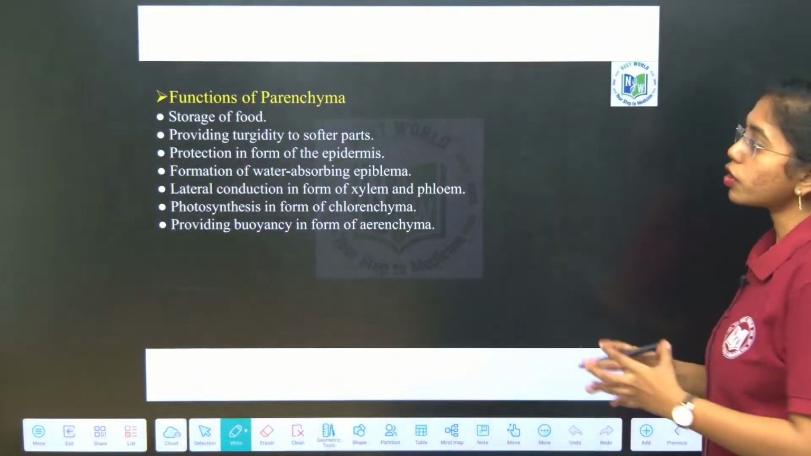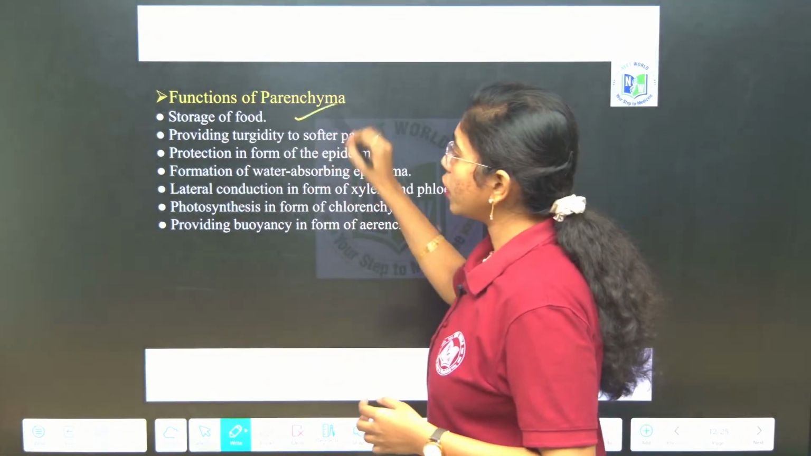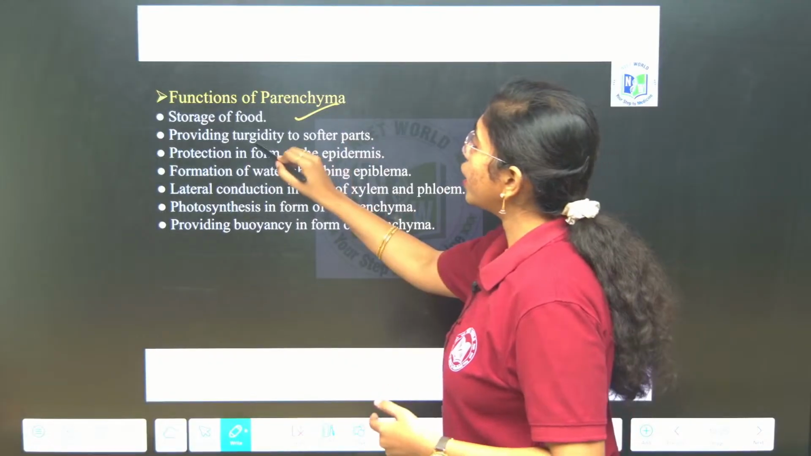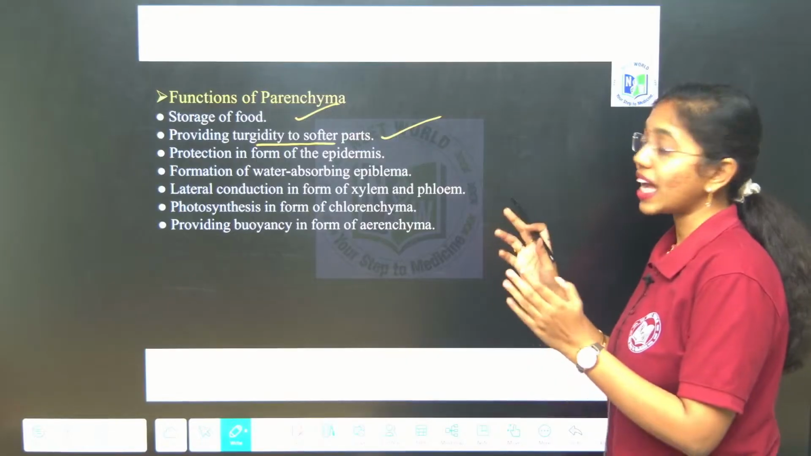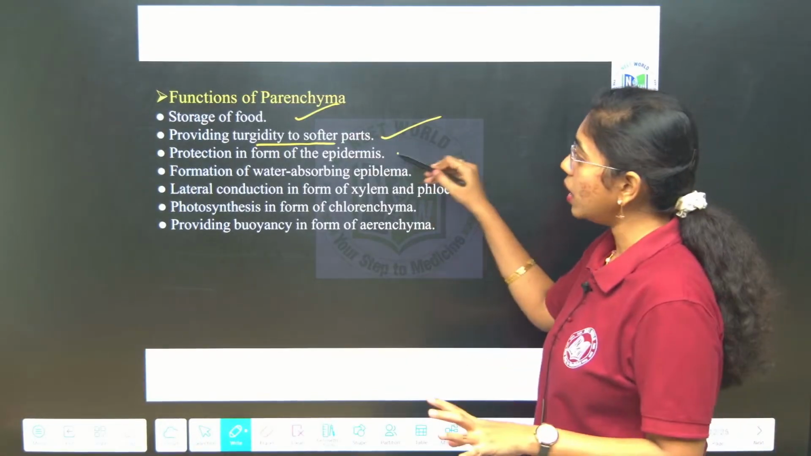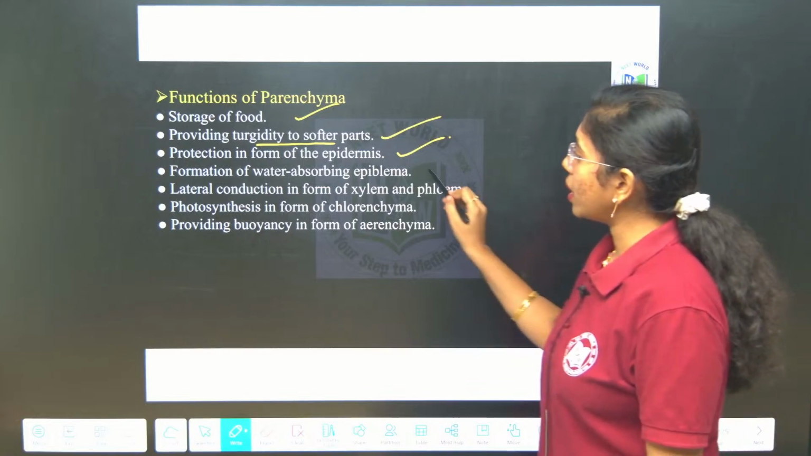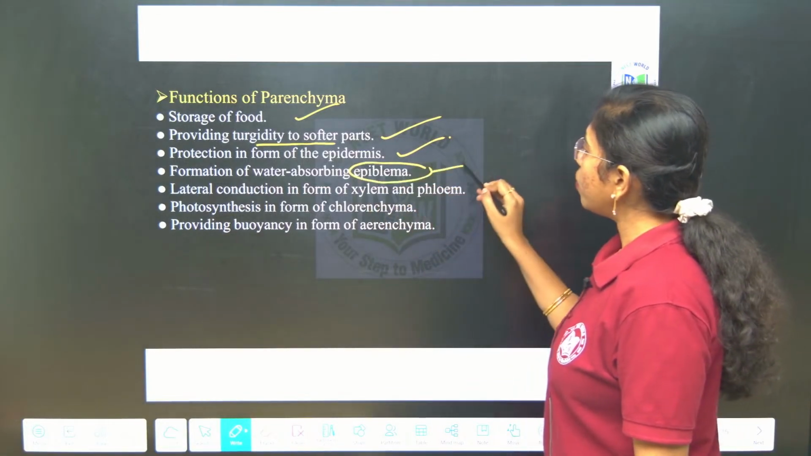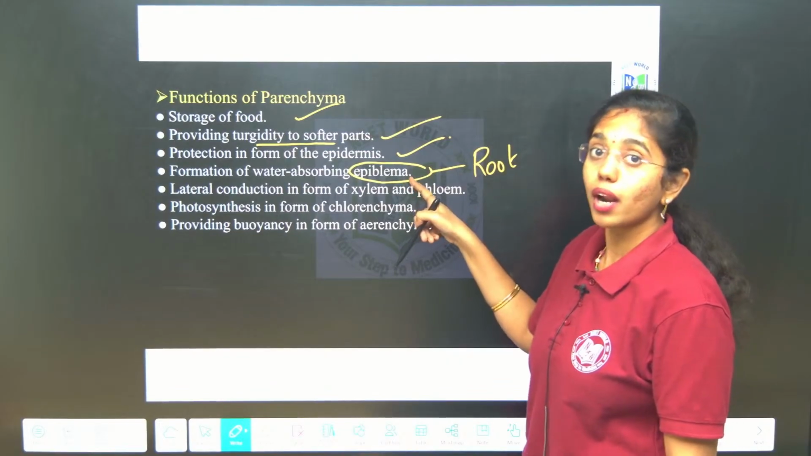Now you see the functions of parenchyma. Functions of parenchyma include storage of food. They provide turgidity to the softer parts. Protection, they help in protection as they are present in epidermis as well. They are good water absorbers in the epidermis of root, and root epidermis is also considered as epiblema or rhizodermis.